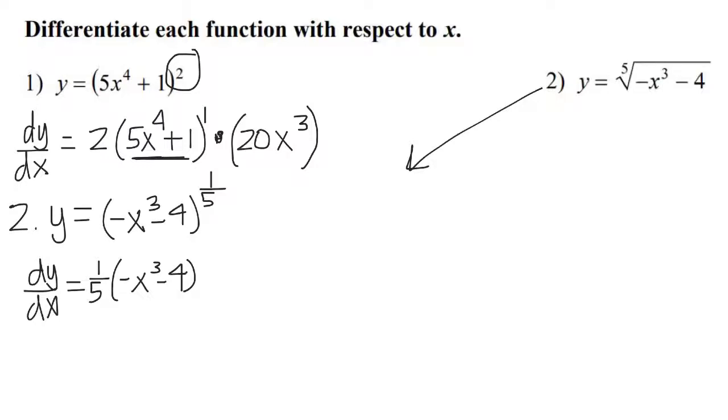And what is 1/5 minus 1? Negative 4/5, isn't it? Is that okay? And then that's your outside part. That's the power rule part. And then times the derivative of the inside. What's going to be the derivative of this inside stuff? Negative 3x squared. Perfect. Negative 3x squared, isn't it?